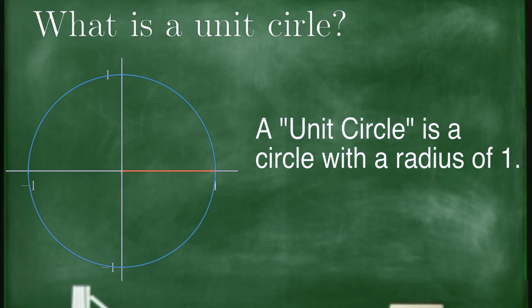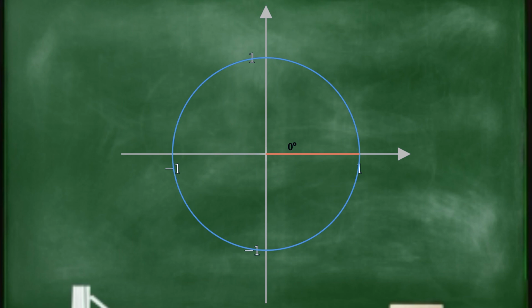We know that when the rotation of the radius is 0 degrees, the coordinate point that we have is (1, 0). But what if the rotation is 30 degrees counterclockwise? Can we determine the new coordinate point? Let's have this figure.